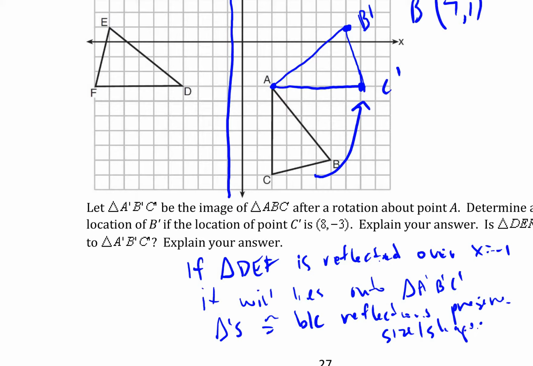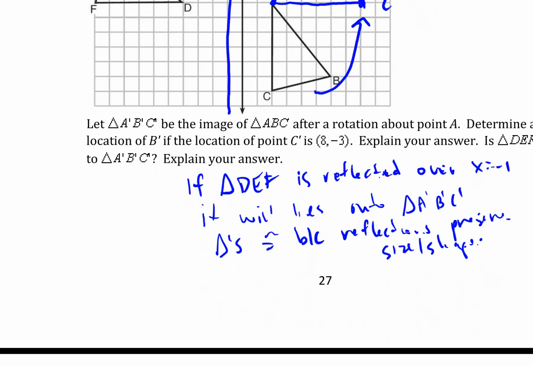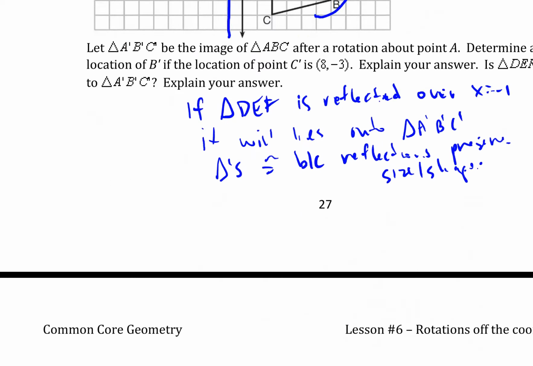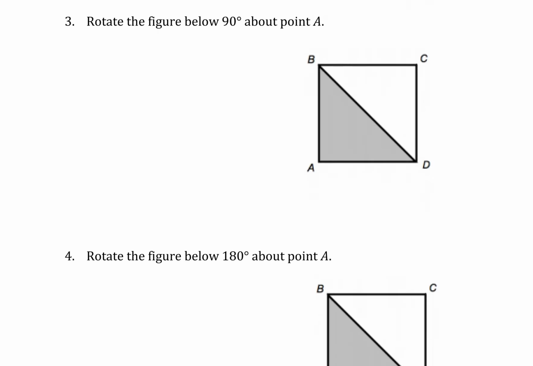That's your homework assignment. Pretty basic, pretty straightforward. Again, if you're having trouble with the rotation for number 2, go through and use your tracing paper. Let's keep going here. So number 3 says to rotate the figure about point A 90 degrees. 90 degrees is a positive rotation, so that means we're going from this direction to this direction. So if I rotate this about point A, that means A is going to stay in the same spot. So I'm going to wind up getting a square.